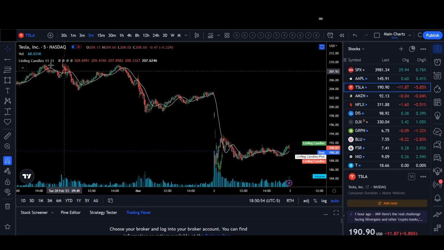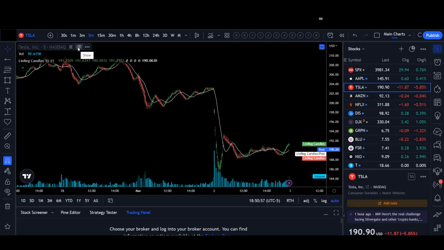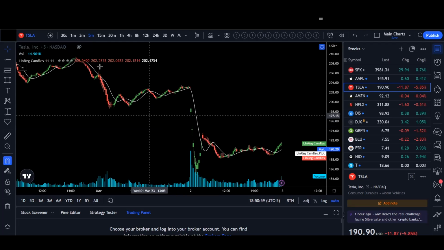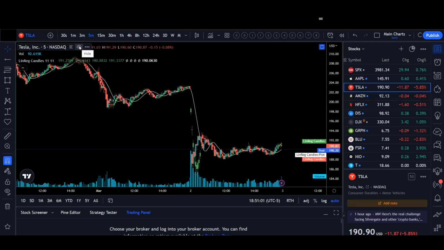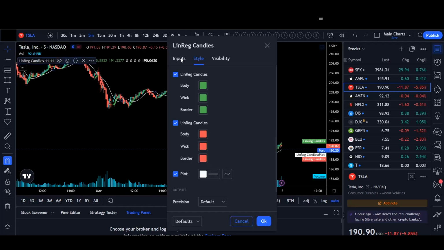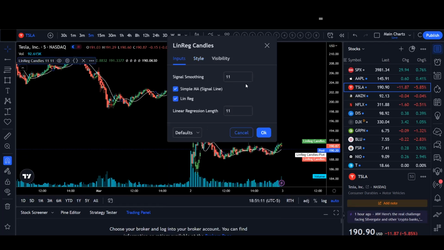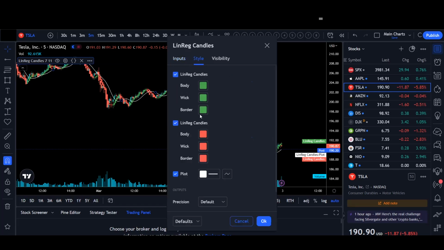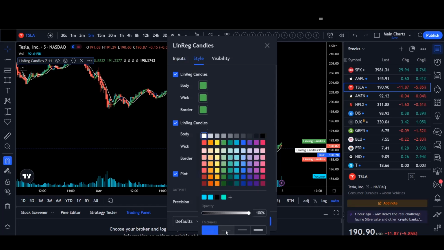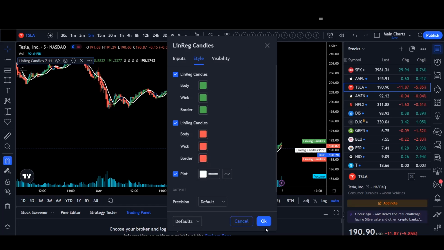So I'm going to show you the candles by themselves, the linear regression candles. And this is what the candles look like with it. So it's pretty cool. All right. And what we're going to do is go over to settings here. So we're going to click settings, and we're going to go over to inputs. We want the signal smoothing here to be 7. And we also want to go to style, and we can make the plot just a little bit thicker so we can see it. Okay, we're going to click OK here.